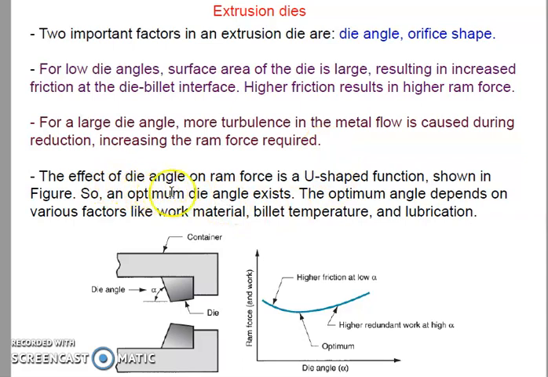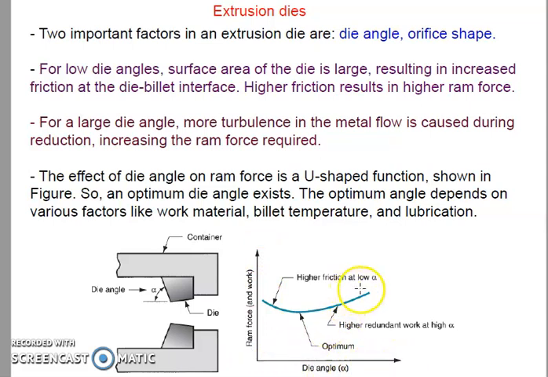The effect of die angle on ram force is a U-shaped function, so an optimum die angle exists. The optimum angle depends on various factors like work material, billet temperature and lubrication. If you see this graph, the ram force is on the y-axis and the die angle alpha is on the x-axis.